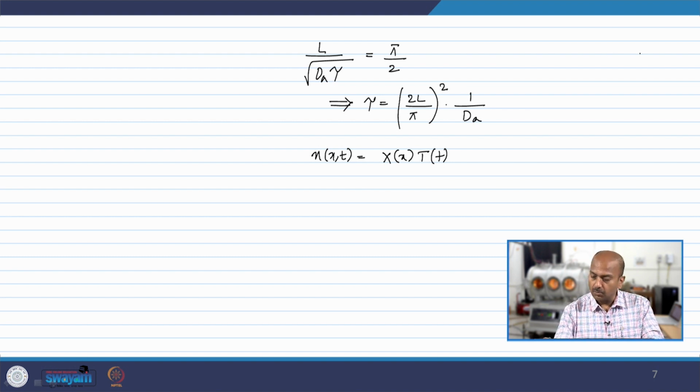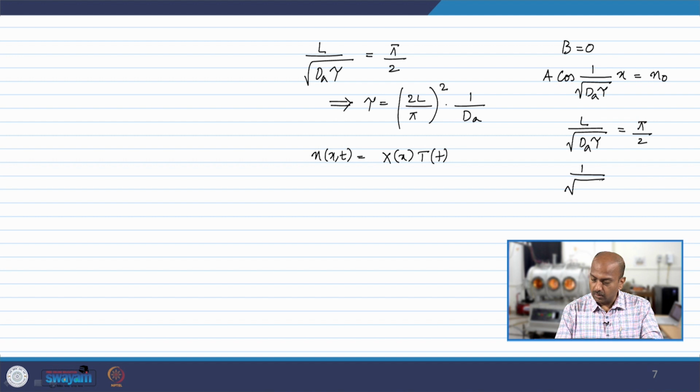So, the density can be assumed to be, since B is equal to 0, the solution can become A cos 1 by square root of D_A tau times x is n naught, and for this to be valid you would require, when x is being substituted as capital L, L by square root of D_A tau is equal to pi by 2, and we can write 1 by square root of D_A tau as pi by 2L. So, you can substitute this here.